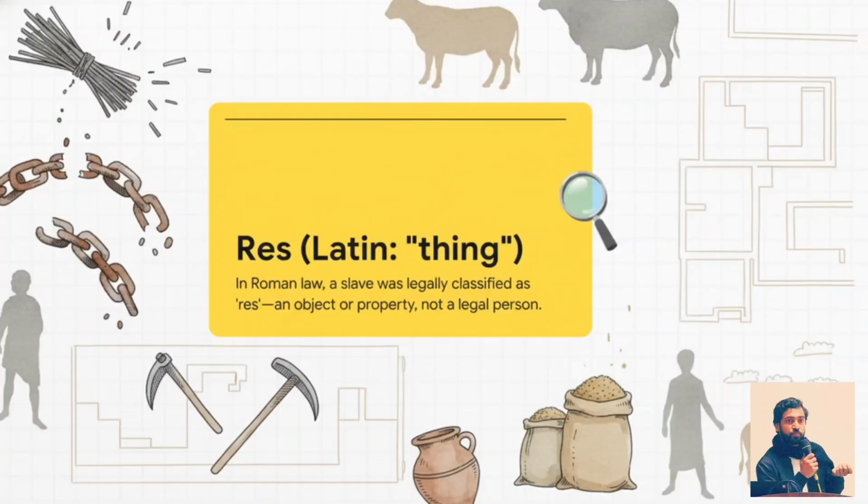In Roman law, the answer was brutally, chillingly clear. A slave was legally classified as res. That's the Latin word for thing, an object. This meant they could be bought, sold, inherited, or rented out, just like a piece of land or a farm animal. Legally, they had no personhood at all.